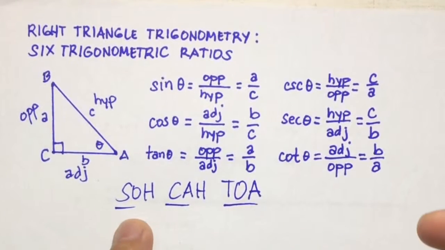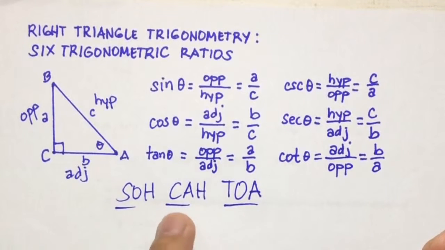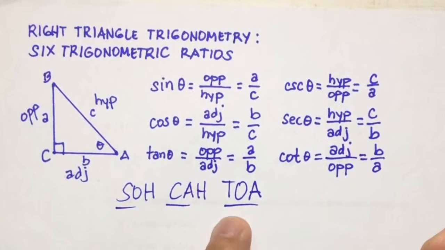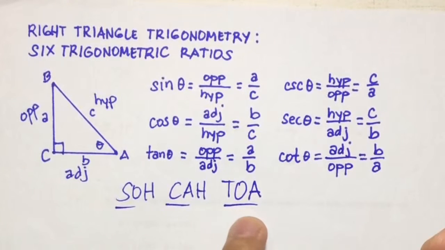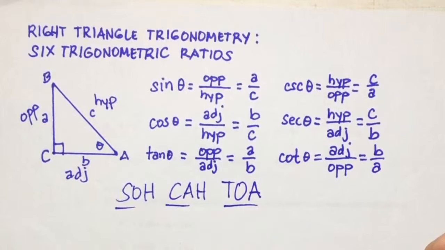So sine is equal to opposite over hypotenuse. Cosine is adjacent over hypotenuse. Tangent equals opposite over adjacent side.